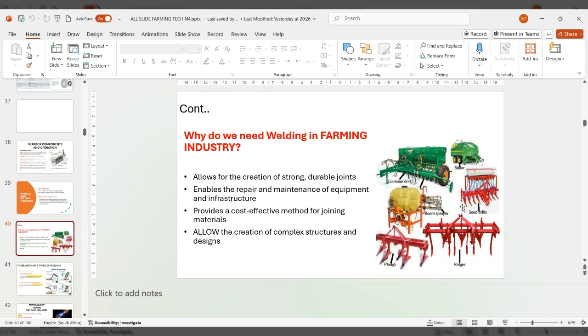Welding is also cost effective. Remember, as farmers, we are always saving costs. So when you have a breakdown to your implement, you have to weld that which is broken from your equipment or implement. That is why it is so important for us to know and study about welding.